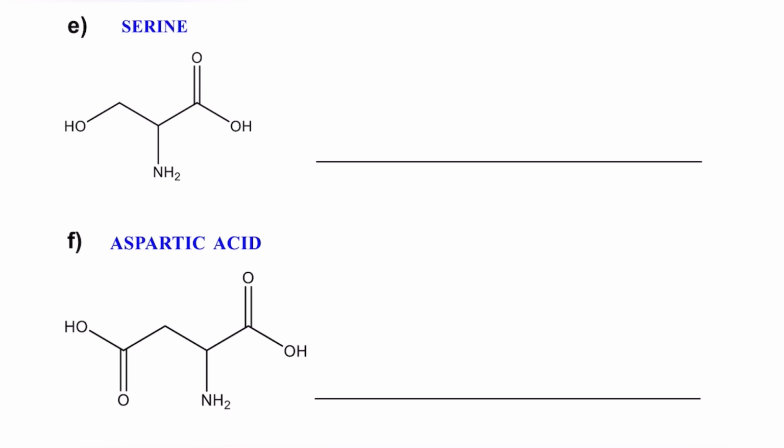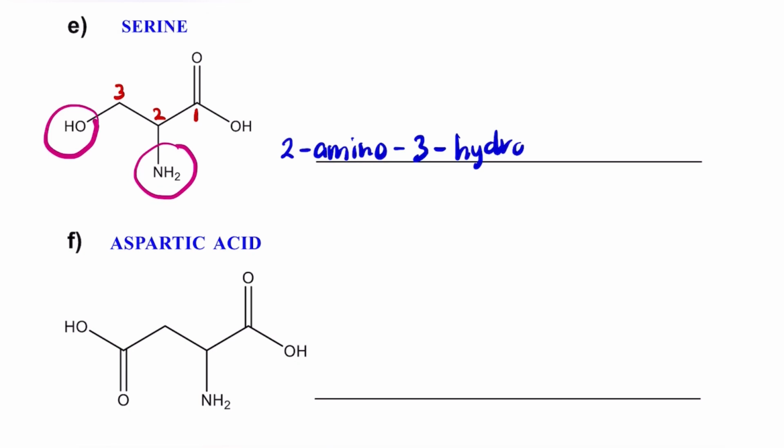Next, I have another two more, serine and aspartic acid. For serine, the first carbon is at this carbon, followed by the second and the third carbon. So 3 carbons, the parent will be propanoic acid. However, we have an OH group, which is hydroxy, and an amino group as our substituents. Start with amino first, following the alphabetical order: 2-amino, and then 3-hydroxy, and then propanoic acid as the parent. Last one, we have aspartic acid, so follow the same concept: first carbon, second, third, and then fourth.